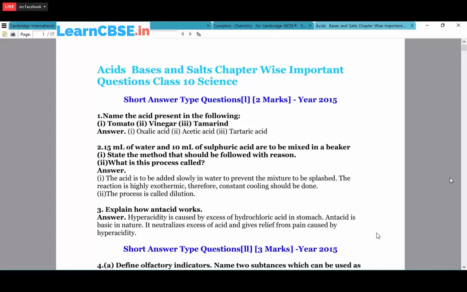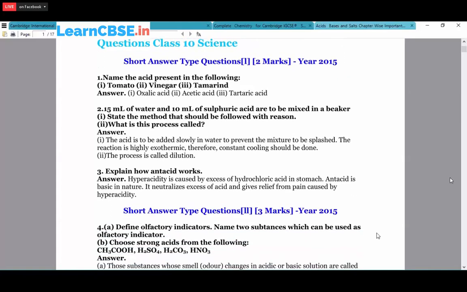Explain how an antacid works. Hyperacidity is caused by the excess of hydrochloric acid present in the stomach. The antacid is basic in nature. It will go and neutralize the excess acid present in the stomach, and it will give relief from the pain caused by the hyperacidity.